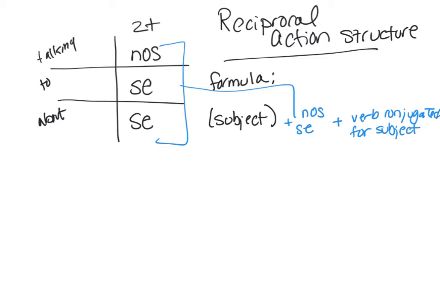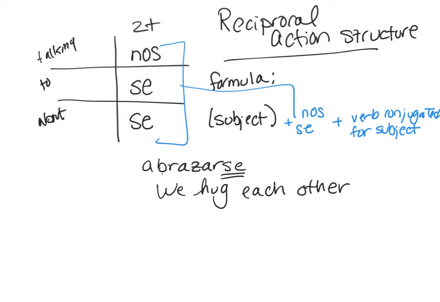Let's look at an example of this. So let's take, for example, the verb abrazar, to hug. Sometimes you'll see it as abrazarse also because there are generally two people involved in this, and it generally is a reciprocal action. And we want to say we hug each other. So I'm hugging you and you're hugging me. You're reciprocating the hug. We don't want to say we hug ourselves. It just doesn't make sense.